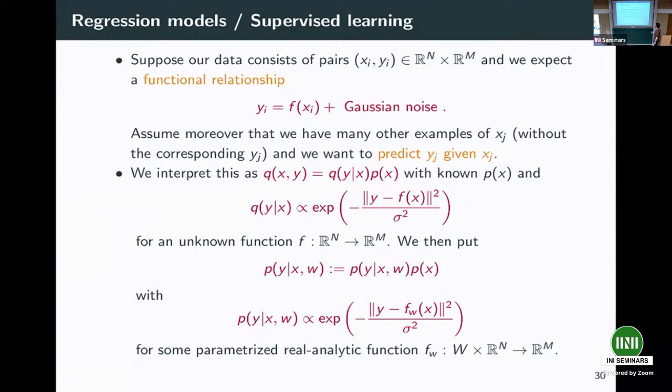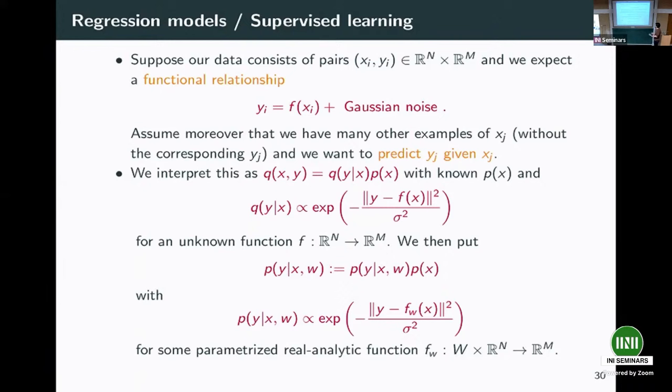And so how can we interpret this? We can interpret this as saying that the data generating distribution of X and Y, which is a joint probability distribution of these two variables, factors, as is always true, as Q of X and Q of Y given X. But here we assume that this P of X is known, because we have many other examples of the X. So we just look at the distribution of these xj's, and this is our P of X. And we assume that this Q of Y given X is basically Gaussian noise around the graph of some unknown function of X, with some variance sigma.